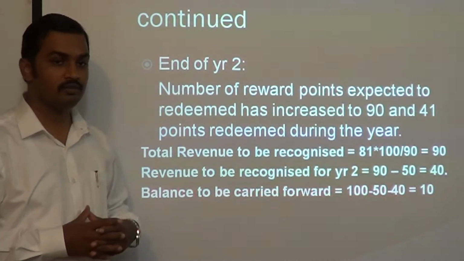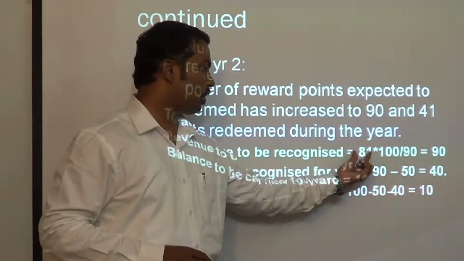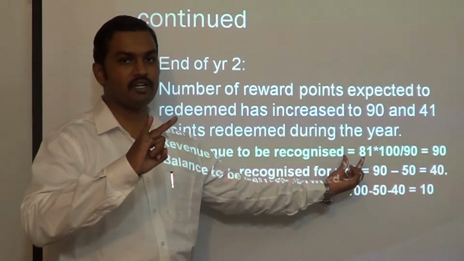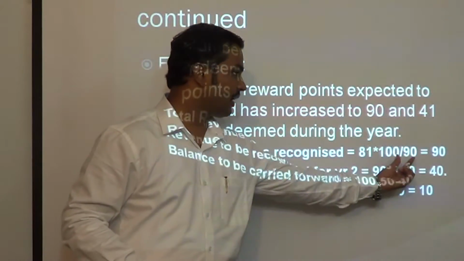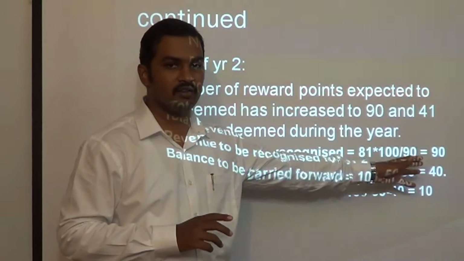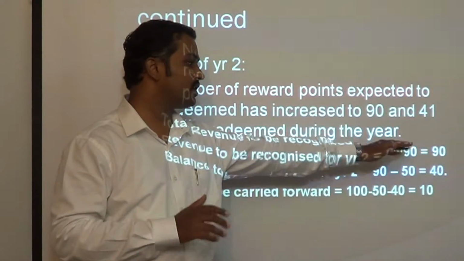So now how are we going to deal with it? The total number of points expected to be redeemed is 90. Out of them, cumulatively 81 points have been redeemed: 40 in the first year, 41 in the second year. So 81 by 90 comes to 90%. So 90% of 100 can be booked as revenue. The cumulative amount of revenue which can be recognized up to year 2 is 90.